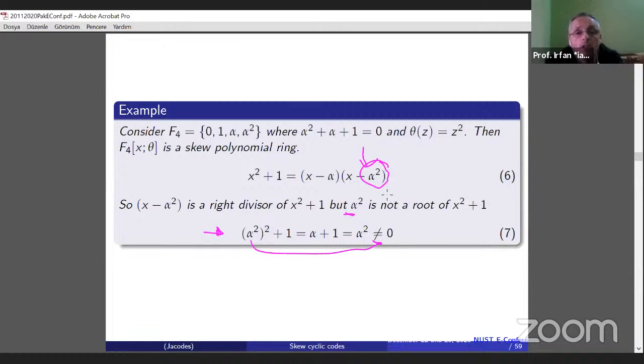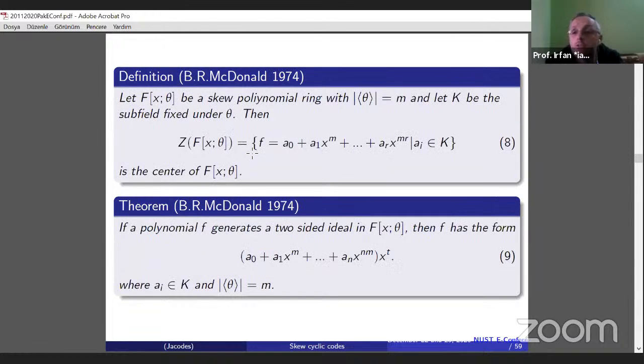Okay. And then we would like to know the center. We know it again from the book of MacDonald. If you have the Frobenius map with order m, then all polynomials with powers of m, or dividing m actually, are lying in the center, because this map will leave them invariant. Okay, and we can talk about the ideal, really, just repeating the same thing, I guess.